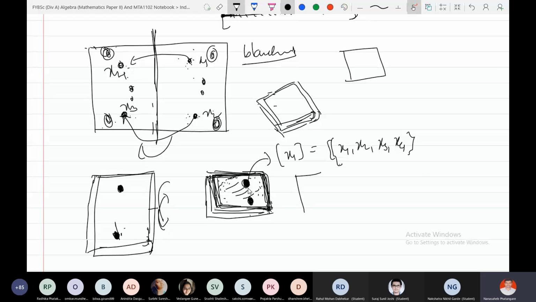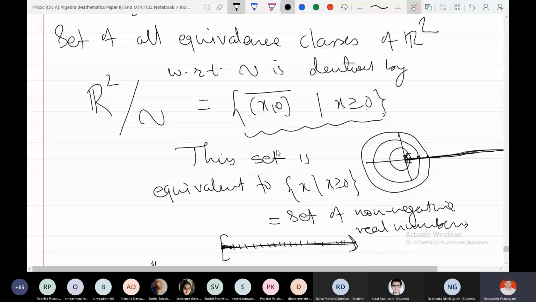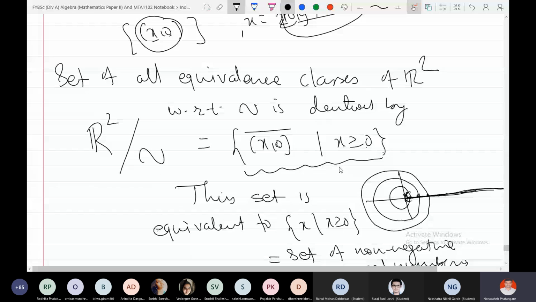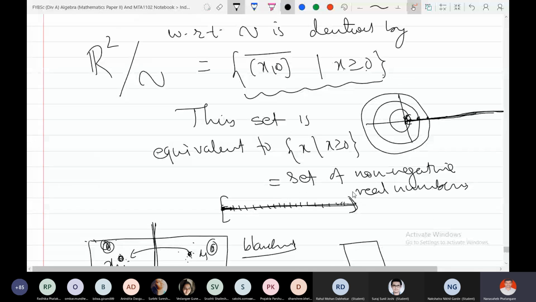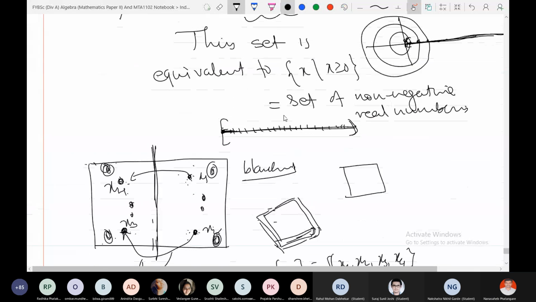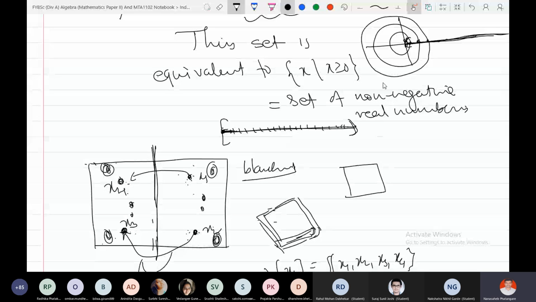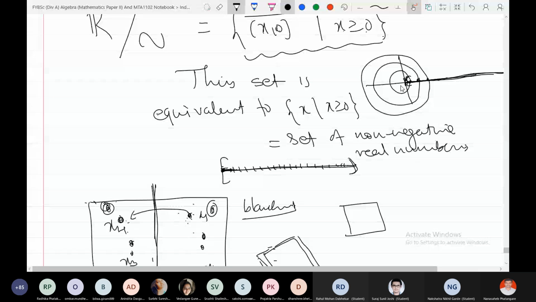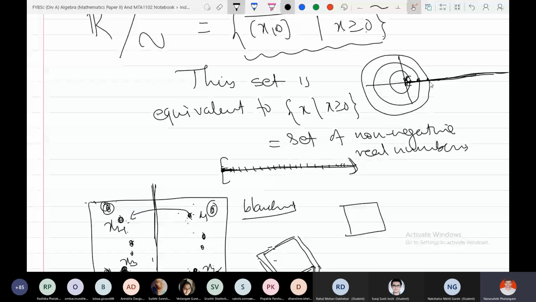This is folding. An equivalence relation gives you folding. You are folding something, and therefore see the line. In the previous example, our entire space was the real plane, but after folding, what do we get? A set of classes. After folding, what do you get? A line. Only a half line, right? Because this entire circle is now mapped to this point.